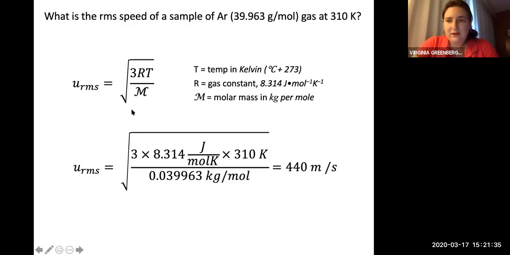So all I did below was to take the 3, leave it as is, put in the gas constant, multiply by my 310 Kelvin, and then divide by my molecular weight in kilograms per mole. When you plug that in very carefully into your calculator, you can see that you have an RMS speed of about 440 meters per second. So the actual computation part of this problem is pretty simple, but you really have to be careful to make sure all of your units and orders of operations are correct.